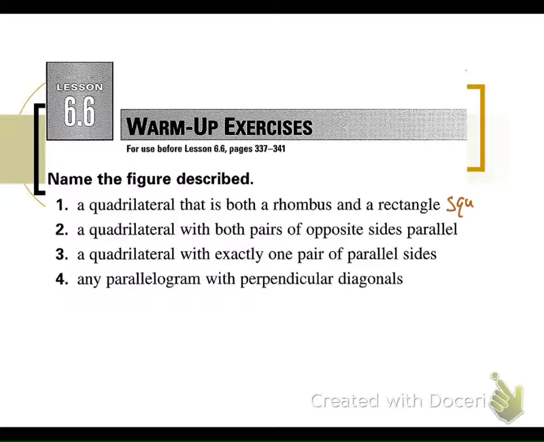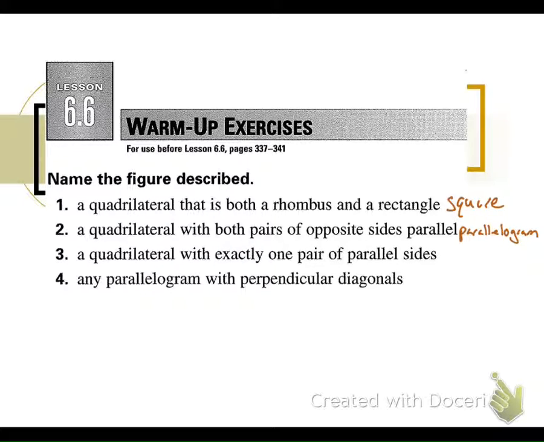Okay, which is a quadrilateral with both pairs of opposite sides that are parallel? It's going to be a parallelogram. Now we know that there are other shapes that are more specific, but based on this definition, we can't pick the more specific ones because we don't have those as clues.